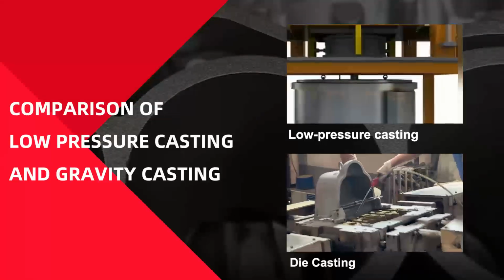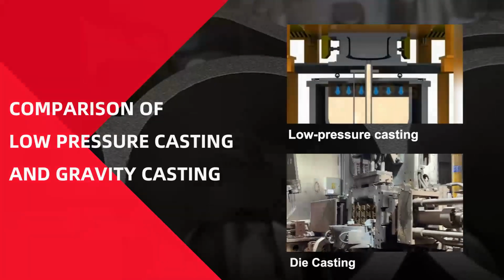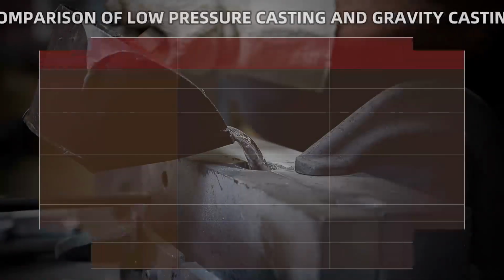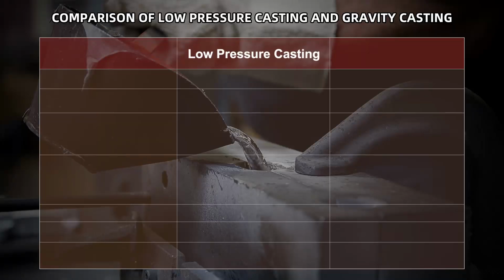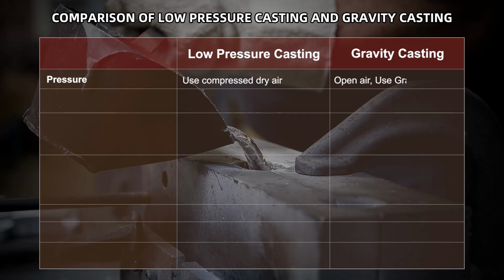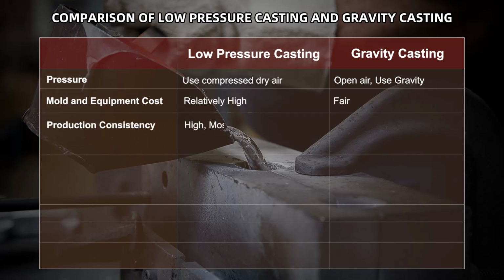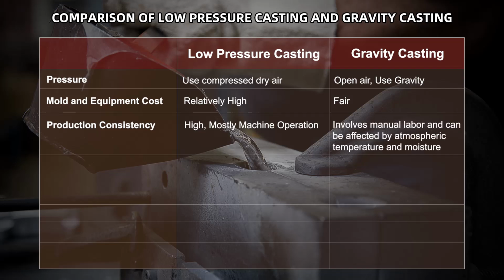Comparison of low-pressure casting and gravity casting. Pressure: low-pressure casting uses compressed dry air; gravity casting uses open air, using gravity. Mold and equipment cost: low-pressure casting is relatively high; gravity casting is fair. Production consistency: high for low-pressure casting, mostly machine operation; for gravity casting, it involves manual labor and can be affected by atmospheric temperature and moisture.